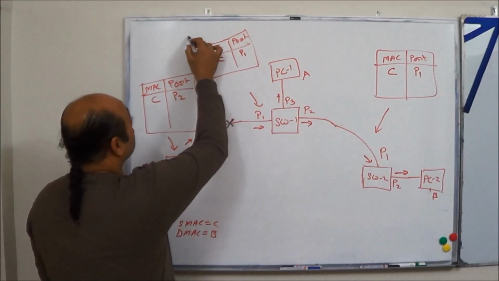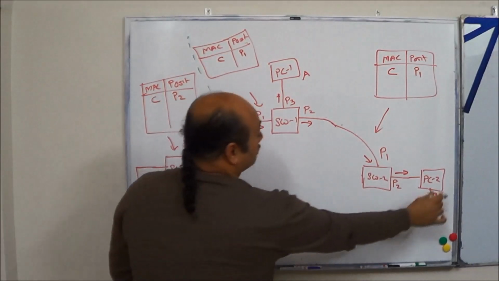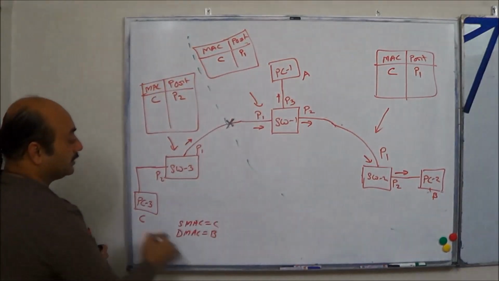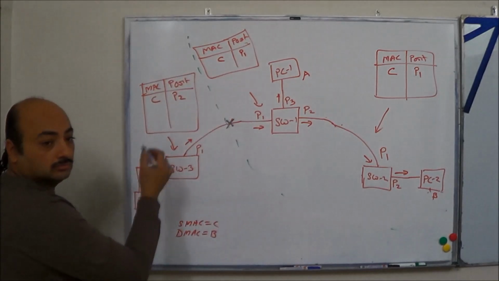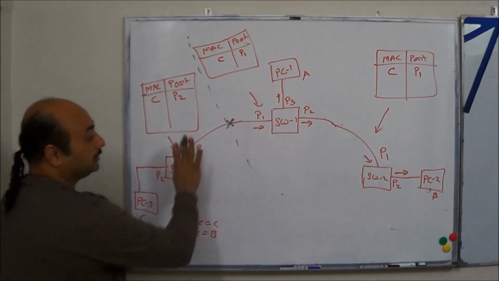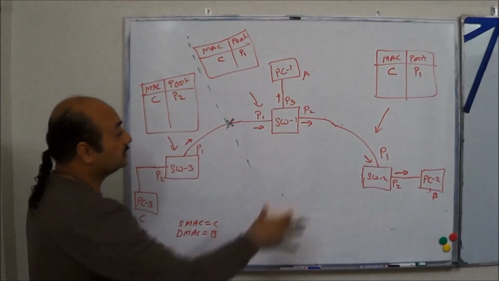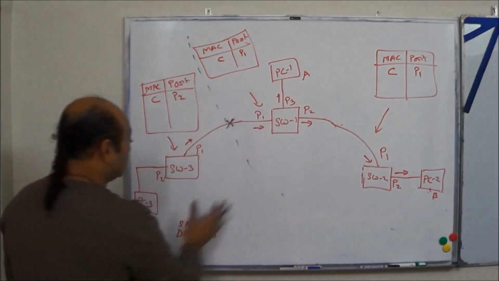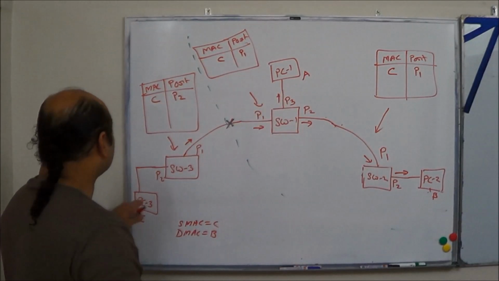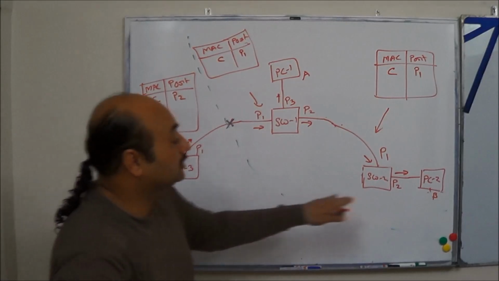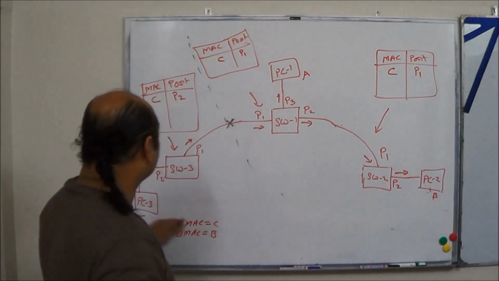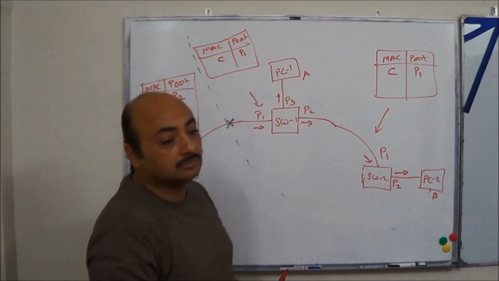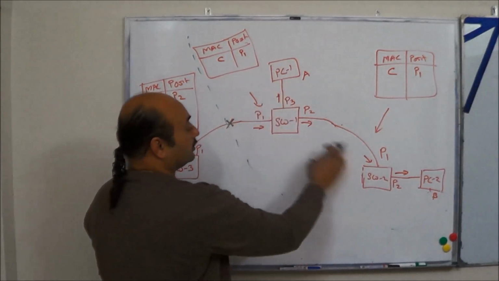Into what two parts? This is one part and this is another part. So this part is isolated from that part, or we can say that part is isolated from this part. So in that case, PC3 cannot communicate to PC2. Neither can PC3 communicate with PC1. Only PC1 can communicate to PC2.